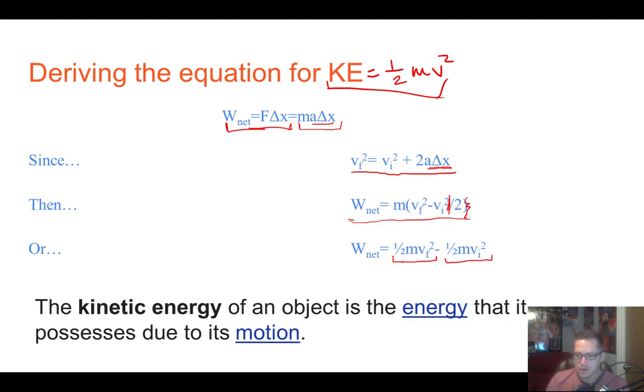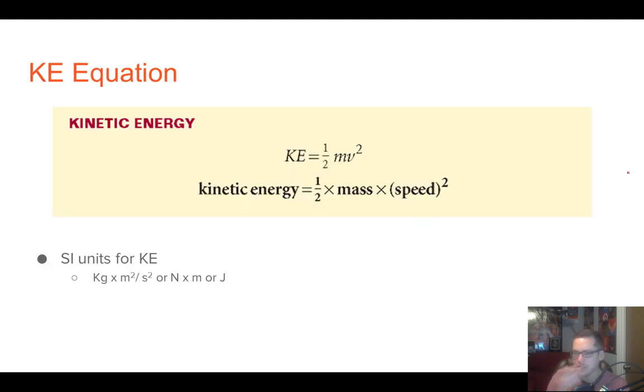So our work is really just the change in kinetic energy, right? Because this is the final minus the initial. And anytime you see delta, remember when you talked about change in velocity, it was really just the final velocity minus the initial velocity. Remember that? Okay. So anyway, here's kinetic energy.